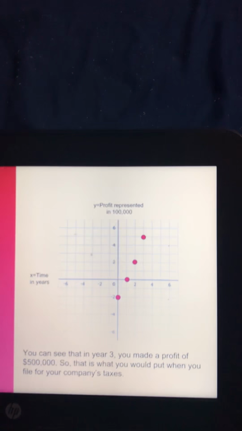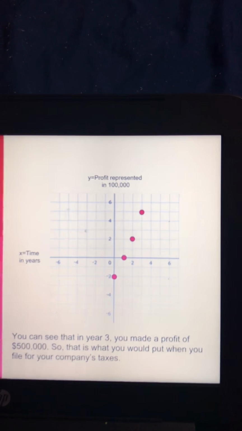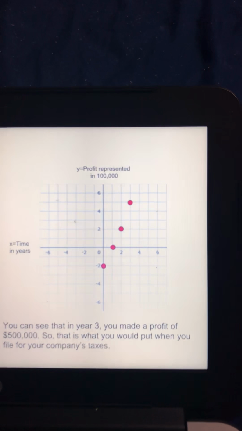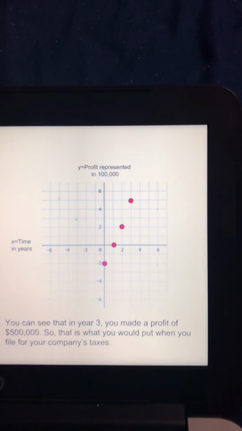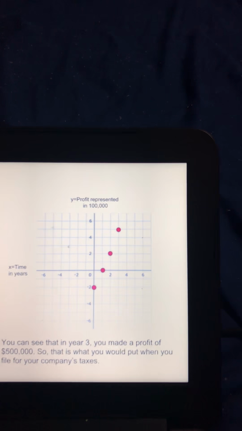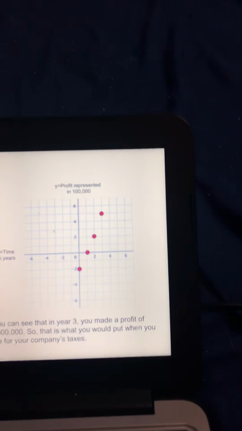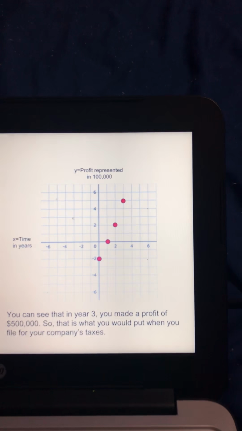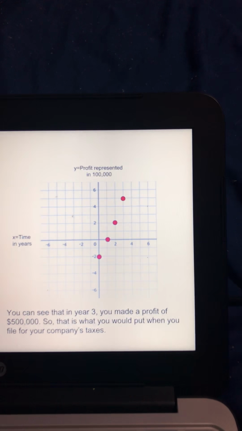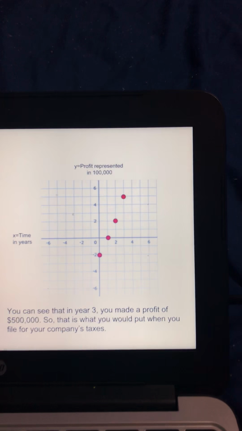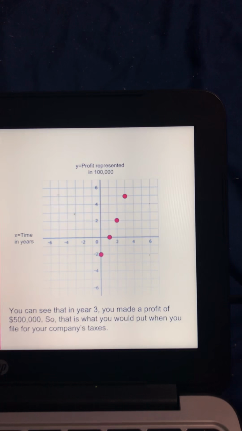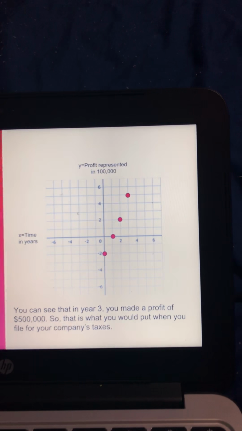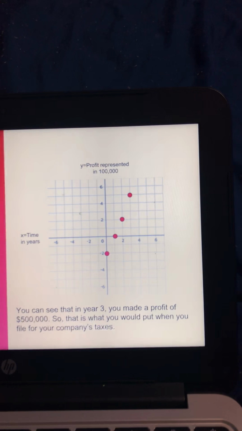I'm going to zoom in on the graph here. You can see Y is the profit represented by 100,000 and X is the time in years. You can't have negative years, so obviously it starts at 0. And at that, you can see that you started out with negative $200,000. On year 1, you broke even. At year 2, you made a profit of $200,000. And at year 3, you can see that you made a profit of $500,000.